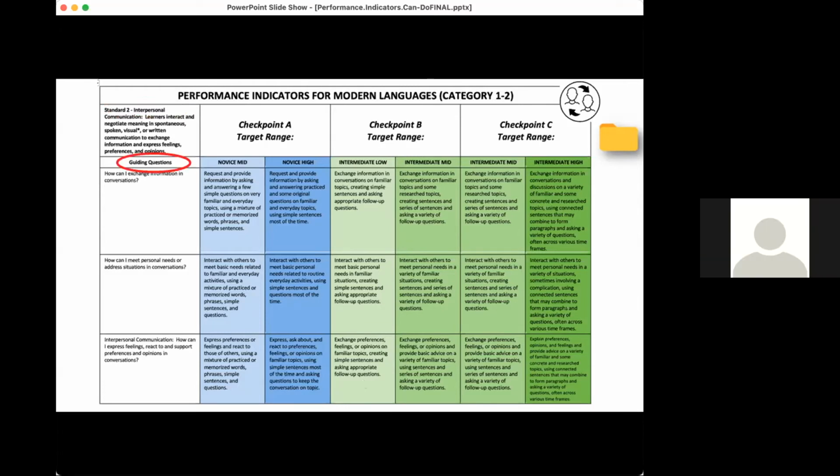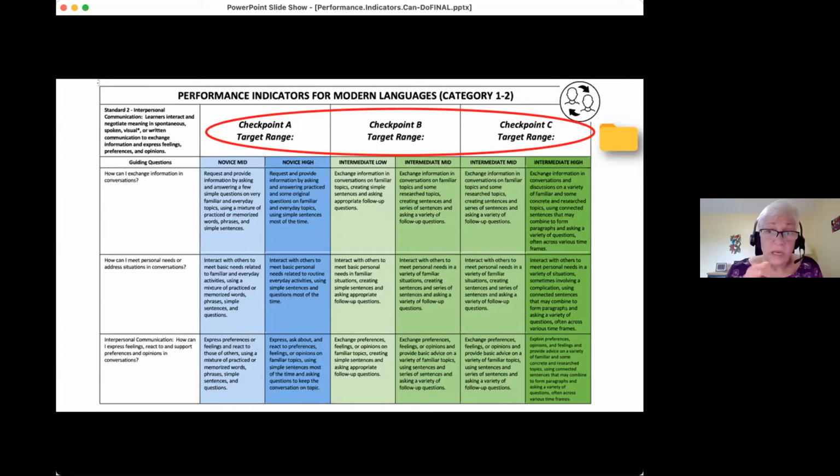The next thing you'll see are what are referred to as guiding questions. It parses out the ways in which a given standard can be applied and guides our thinking around the application of the performance indicators.